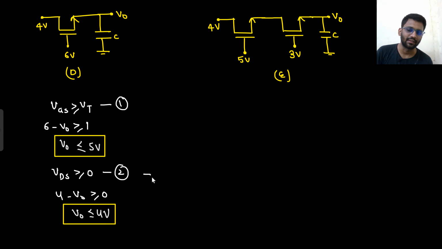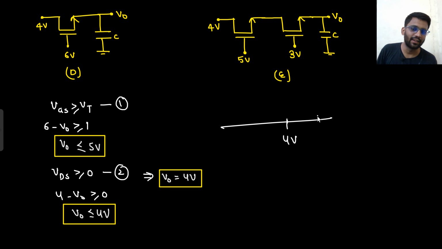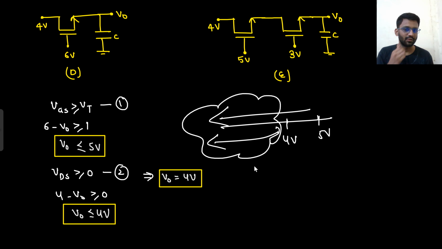So what will be the final answer? The maximum value we can get is V0 equals 4 volt. Right? Because this is saying that V0 should be less than 4 volt and this is saying it should be less than 5 volt. Let's just assume this is the 4 volt line and this is the 5 volt line. This one says it should be less than 5 volt and this one says less than 4 volt. So what is the common area? This is the common area, so this will be acceptable. So what is the maximum value? That is 4 volt.